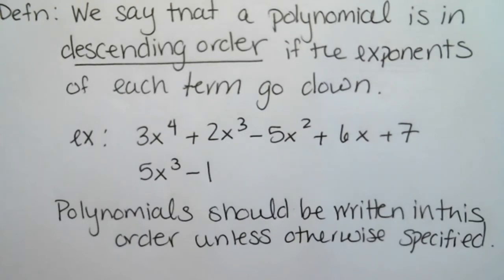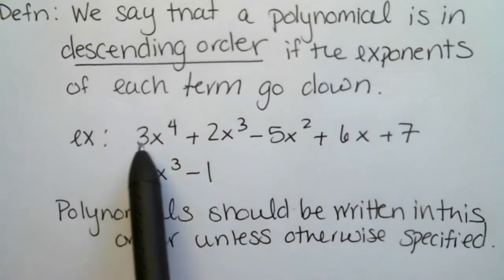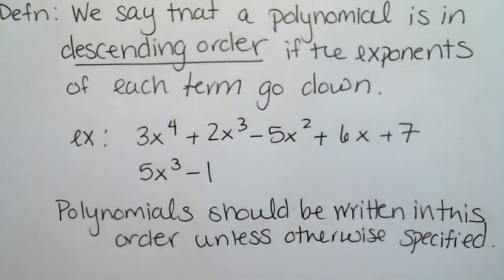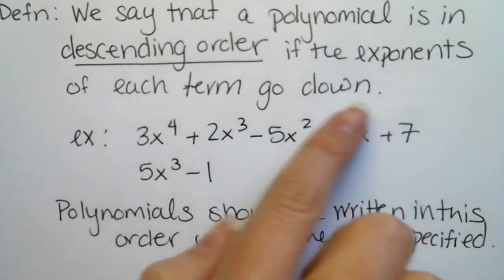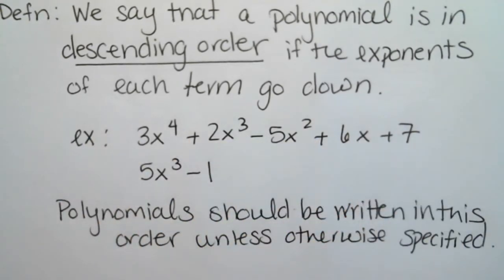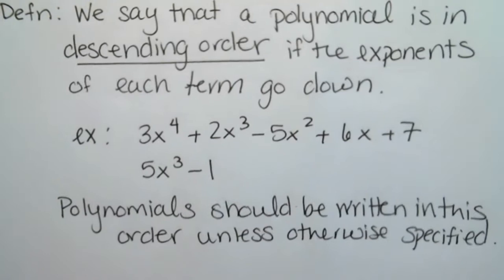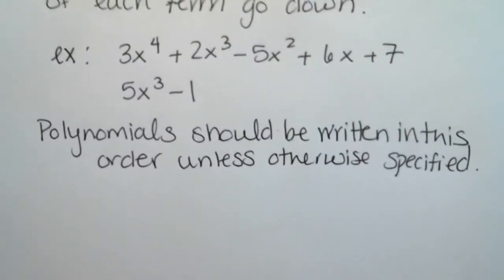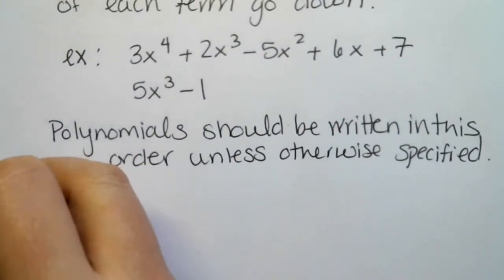For example, if it says factor, obviously you're not going to be writing your terms like this because that's not the factored form. If we're talking about a parabola and it says put it in vertex form, obviously you're not going to be writing it like this because that's not vertex form. But if it's just a random polynomial with the terms all multiplied out, you do want to write them in descending order. Let's talk about the names for some of these.